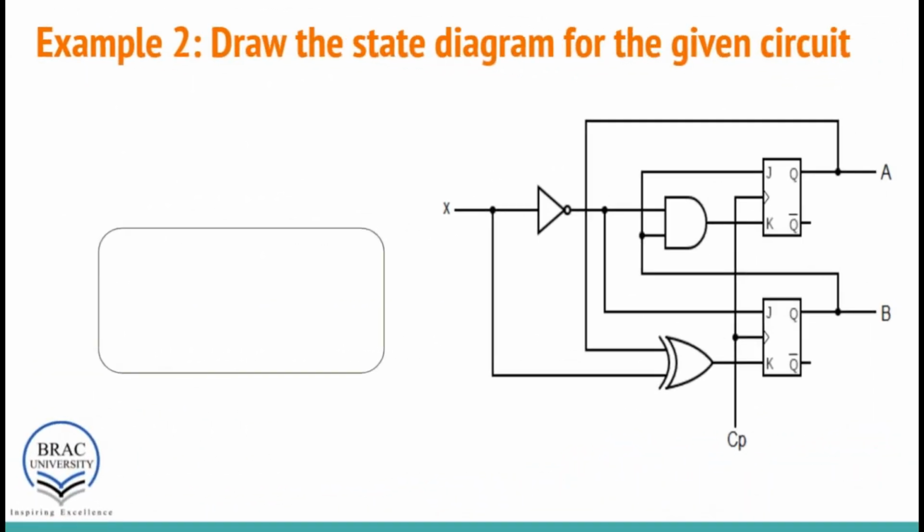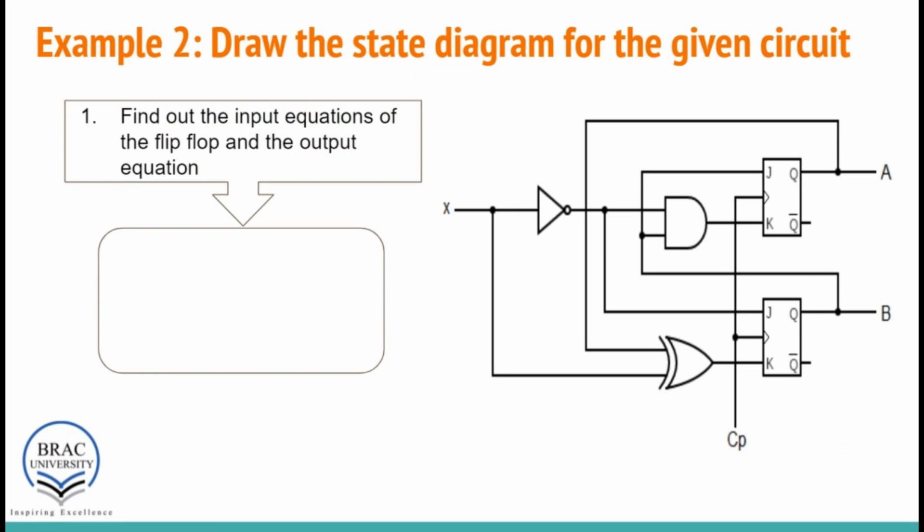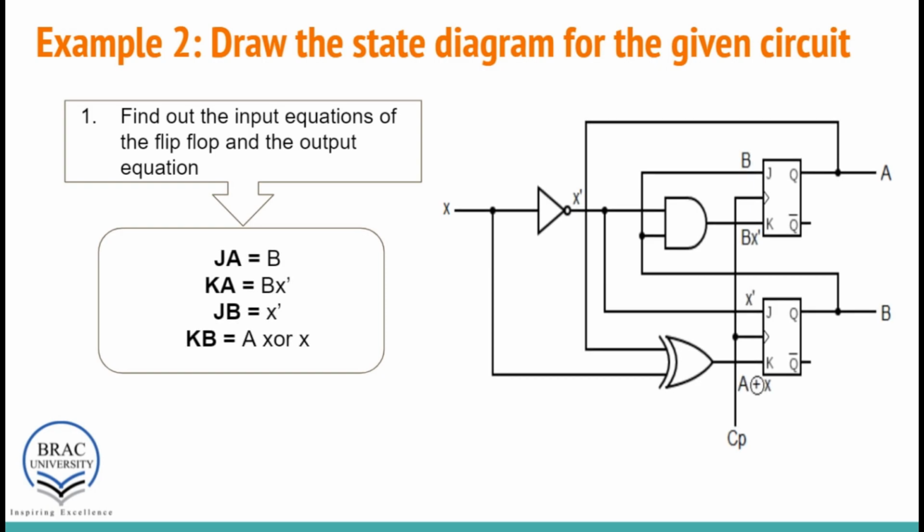Now our first step to draw our state diagram is to find out the input equations of the flip-flop and the output equation. In this case, from the circuit, we can see that the equation for JA will be B, the equation for KA will be BX', the equation for JB will be X', and the equation for KB will be A XOR X.